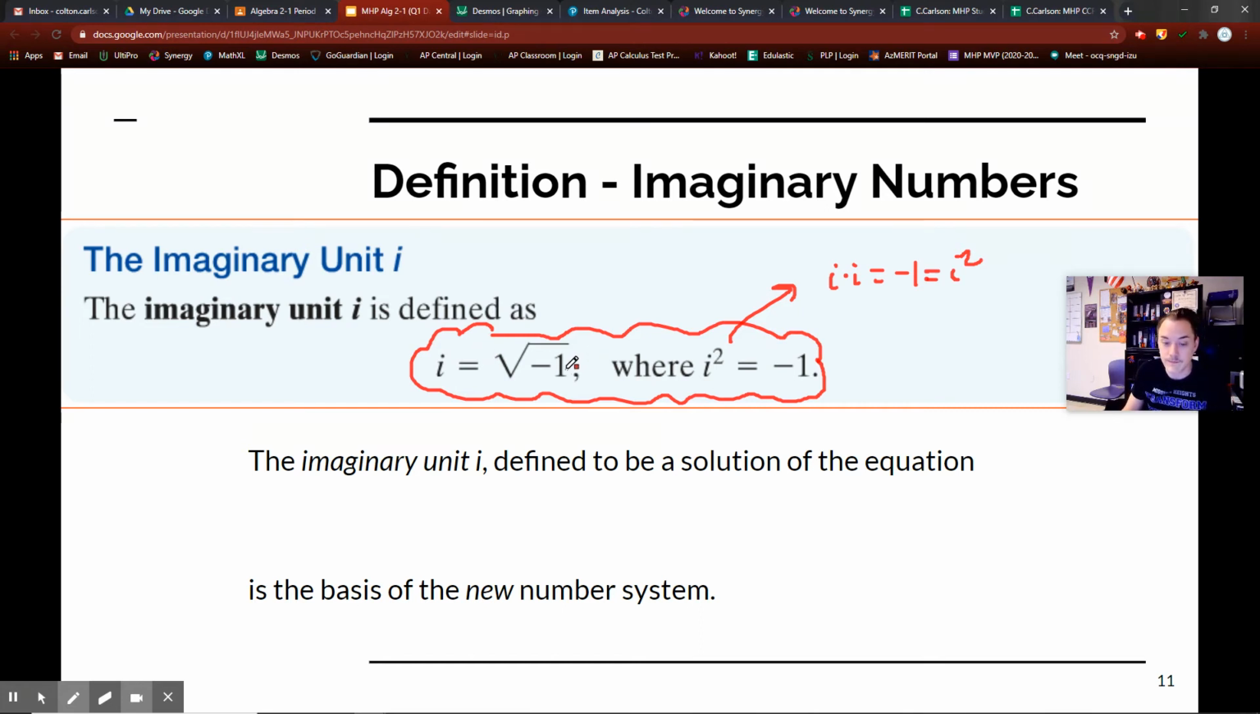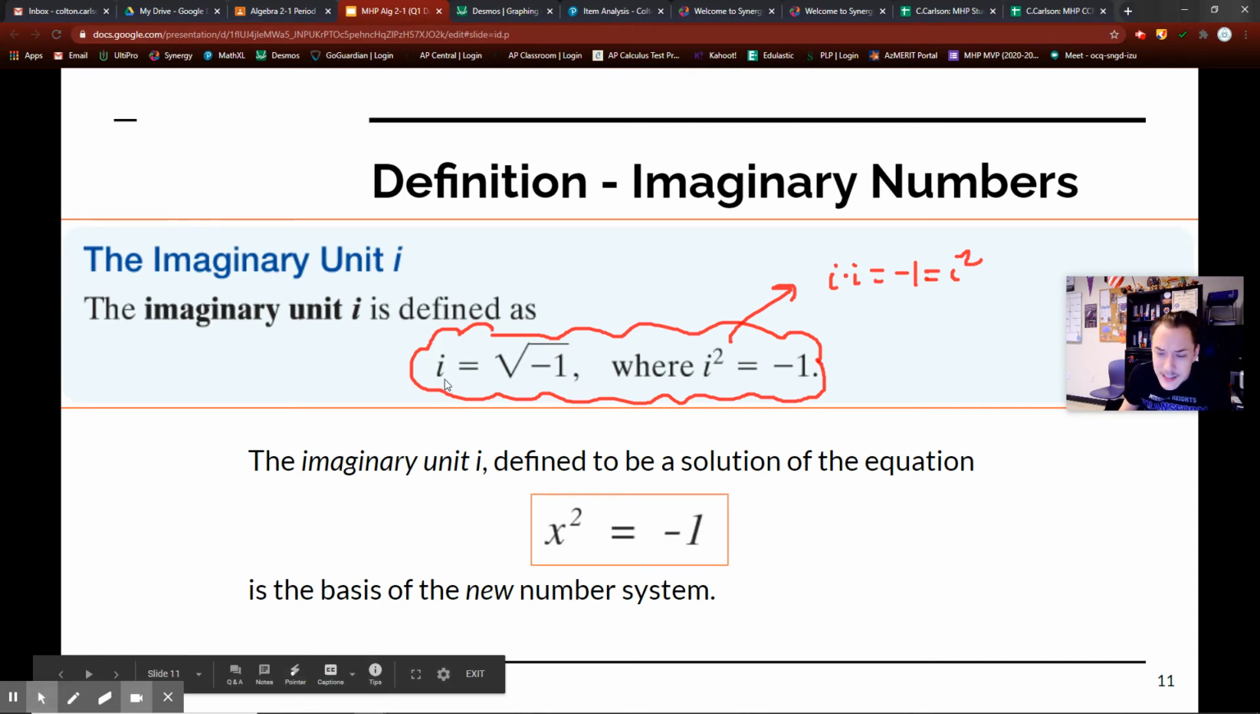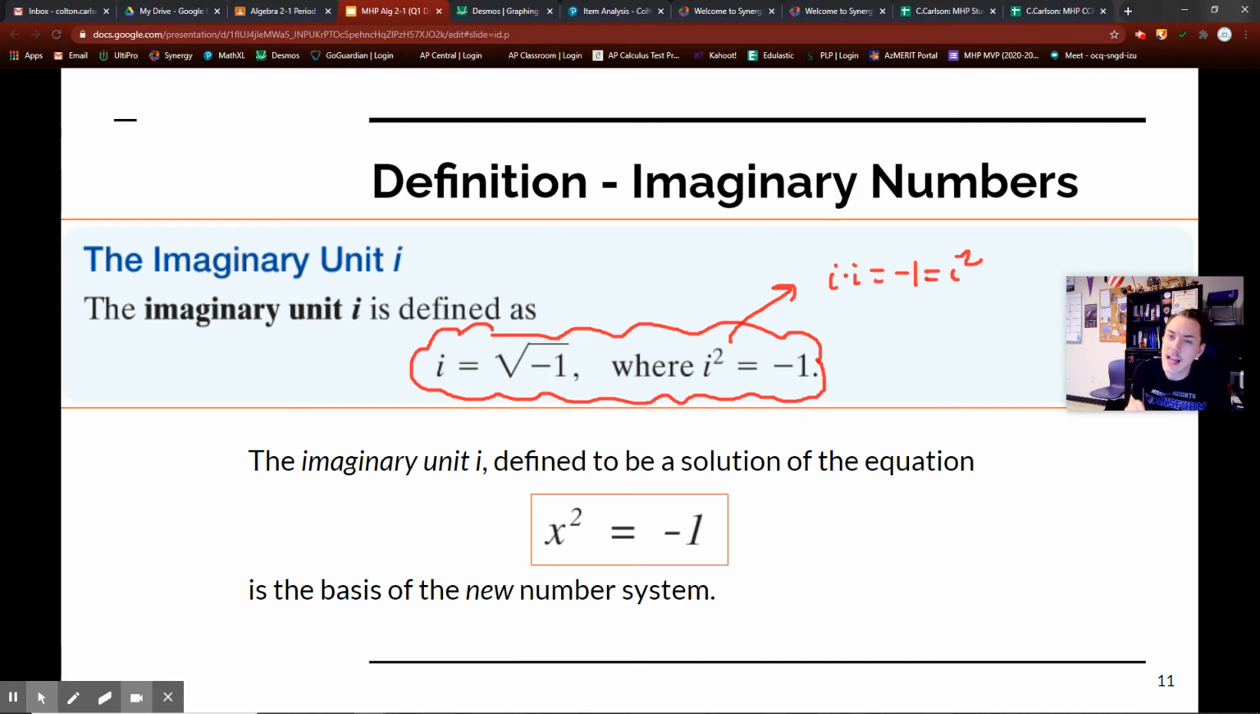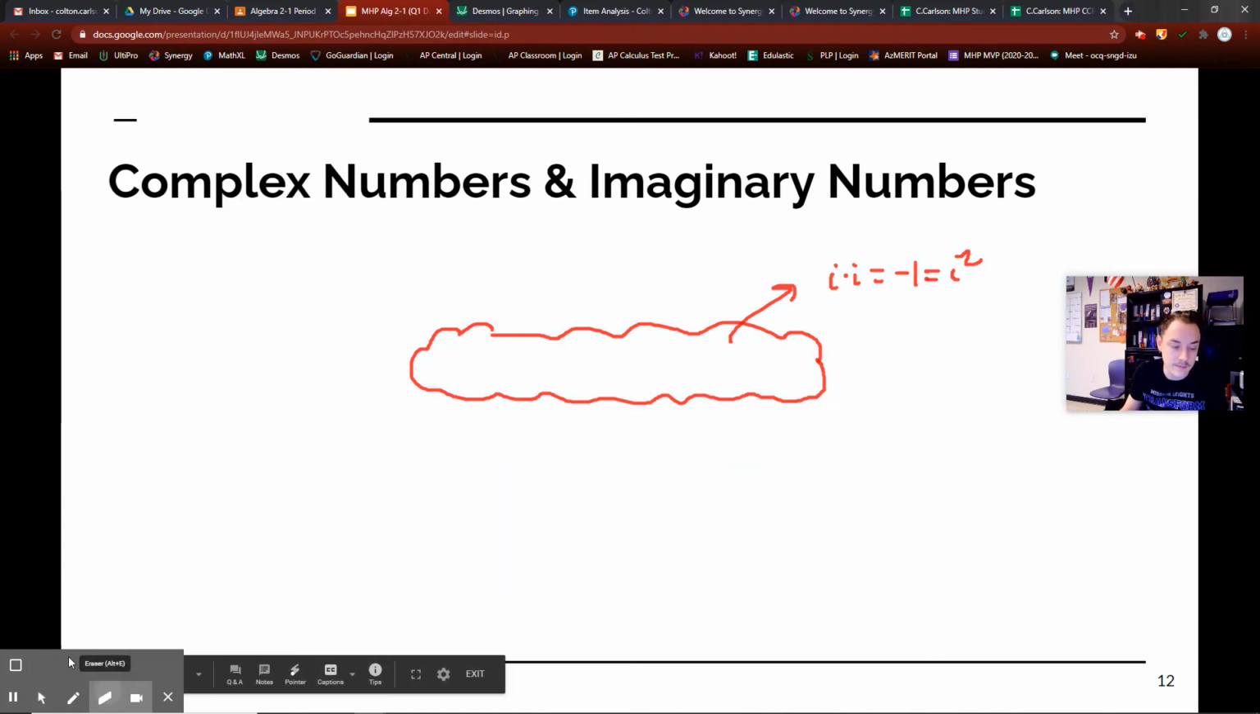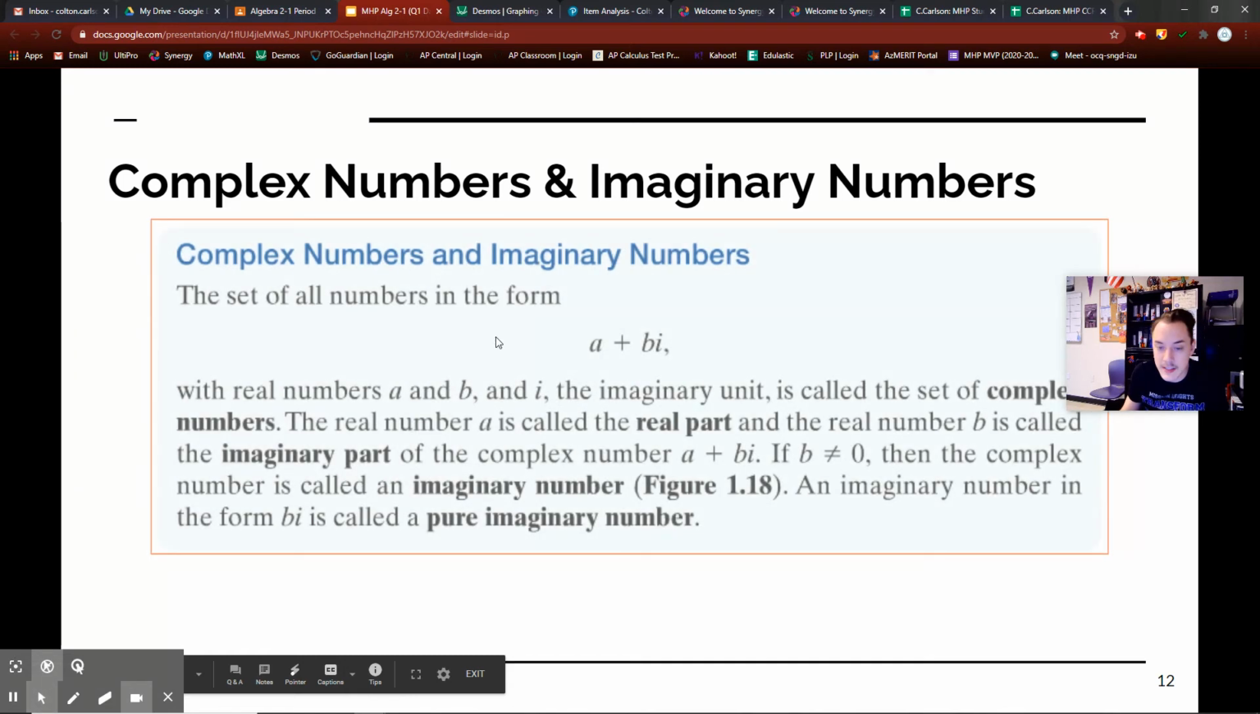Now, the square root of negative 1, the imaginary unit, can now be defined as this solution. And this is now, like I said, the basis of a new number system called the complex number system. So let's get into what the complex number system is.